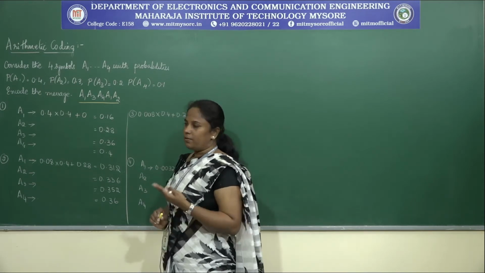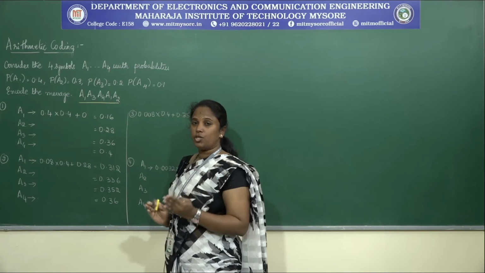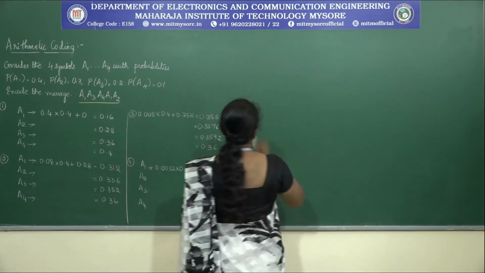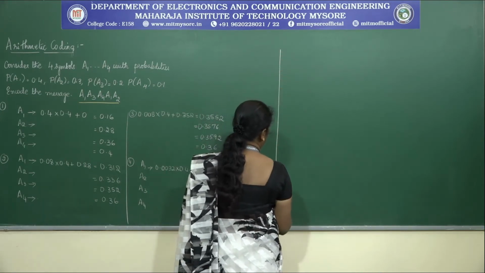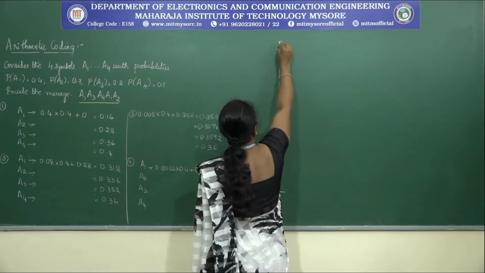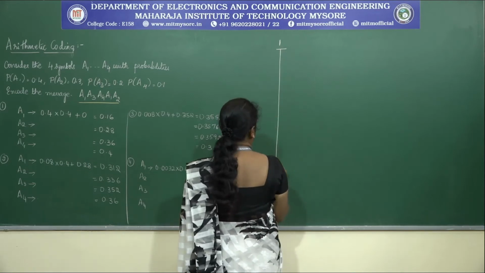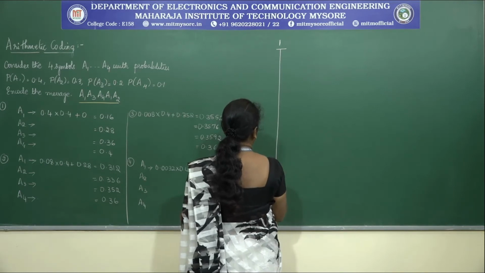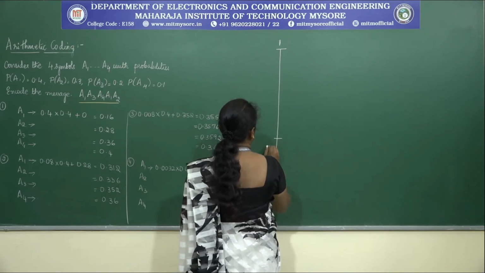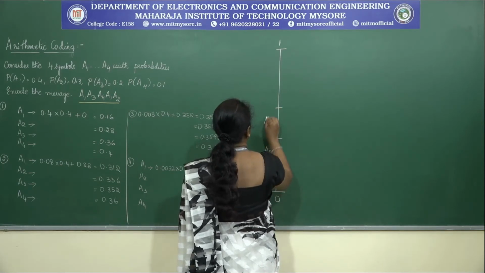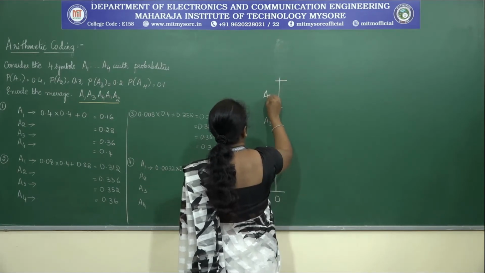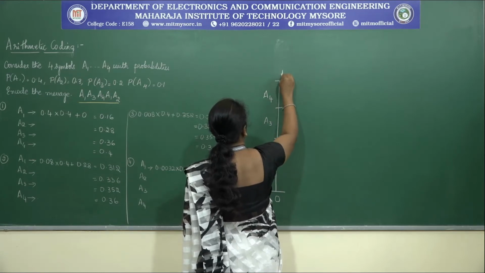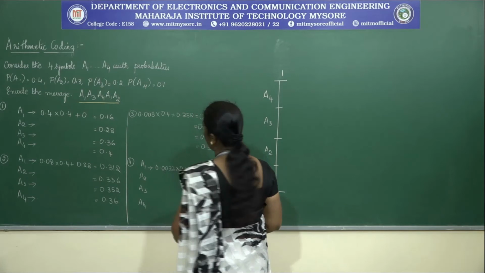Now we need to first find the range or interval. So let us consider the interval. As usual, it varies from 0 to 1. Corresponding to that, how many symbols do we have? We have A1, A2, A3, and A4. So this is your range which lies between 0 and 1.